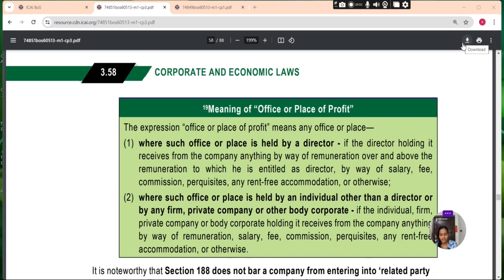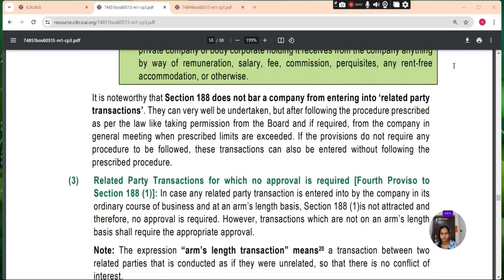It is noteworthy that Section 188 does not bar a company from entering into related party transactions. They can very well be undertaken, but after following the procedure prescribed by law, like taking permission from the board if required, or from the company in general meeting when prescribed limits are exceeded. If the provisions do not require any procedure to be followed, the transaction can also be entered into without following the prescribed procedure. Related party transaction for which no approval is required, fourth proviso to Section 188.